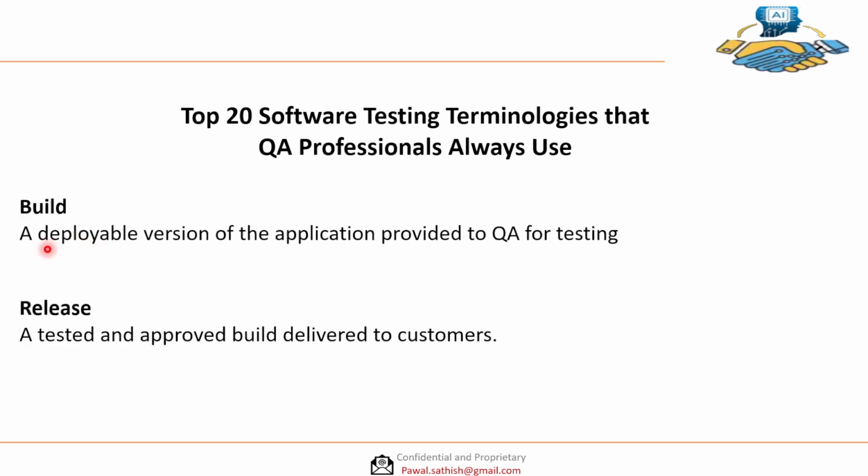Then what is a build? A deployable version of the application provided to QA for testing. It may be for defect verification, sprint ticket verification, or regression testing. The next is release: a tested and approved build delivered to customers. That is called a release.